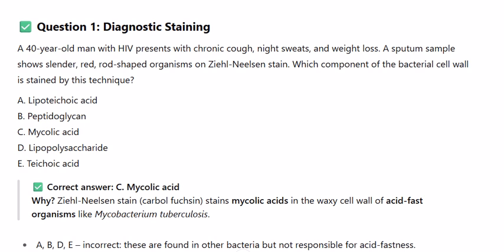Question 1. Diagnostic staining. A 40-year-old man with HIV presents with chronic cough, night sweats, and weight loss. A sputum sample shows slender, red, rod-shaped organisms on Ziehl-Neelsen stain. Which component of the bacterial cell wall is stained by this technique?